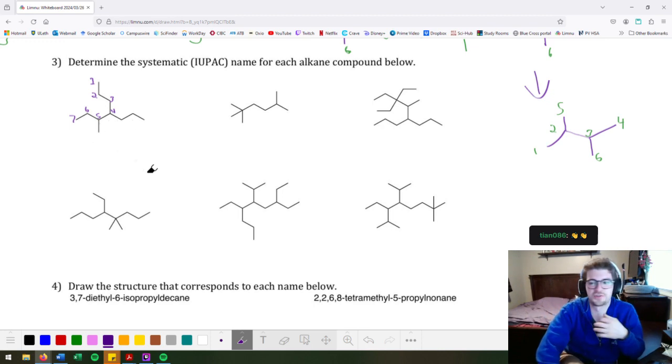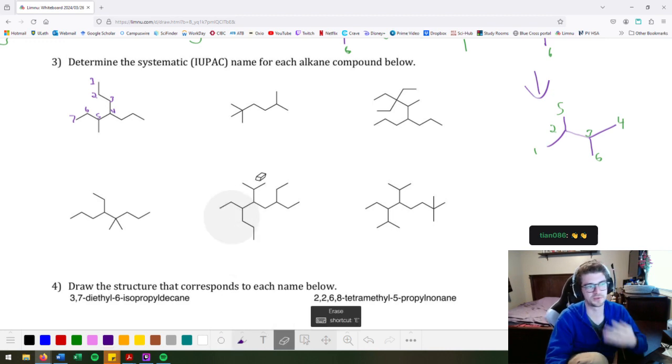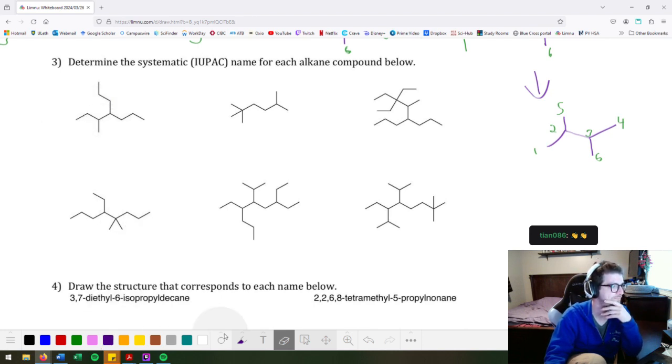But just a cursory glance at this tells me that we should be able to do better than that. We should be able to get to a lower set of numbers than 4 and 5. So let's try this again.